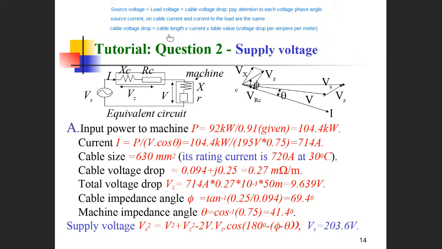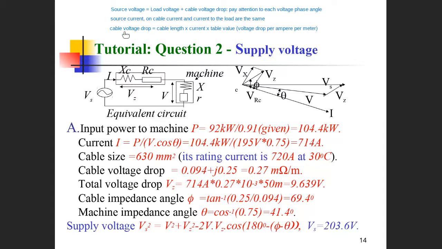Okay, so to make things clearer, instead of the formulas, I would like to write down some things here. The first, the source voltage. In distribution systems, we have the source, we have the cable, we have the load. The source voltage equals the load voltage plus the cable voltage drops. So pay attention to each voltage phase angle. The second point is that the source current, the cable current, and the current to the load are the same in the system.